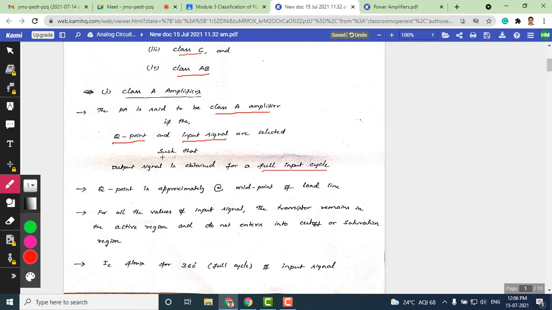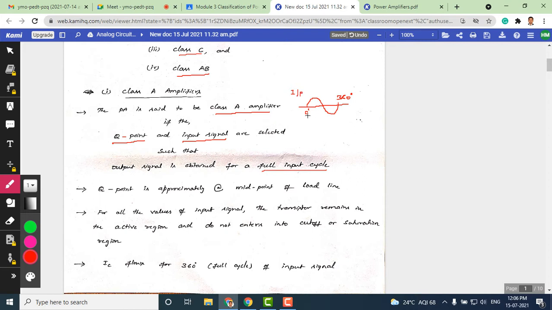I hope you understood the definition of what type of amplifier we call a class A power amplifier. I repeat once again, a power amplifier can be called a class A amplifier if the Q point or operating point and the input signal that we are selecting are such that the output signal flows for the full input cycle. Suppose my input is sinusoidal. This is one full input cycle. Here we have 0 degree and here we have 360 degree. This is called one full cycle.